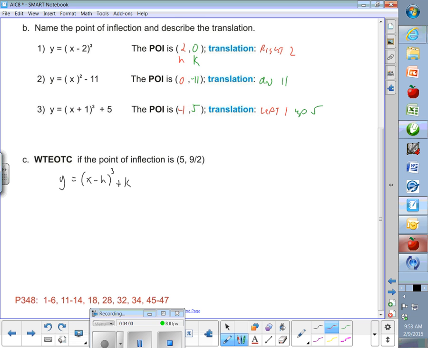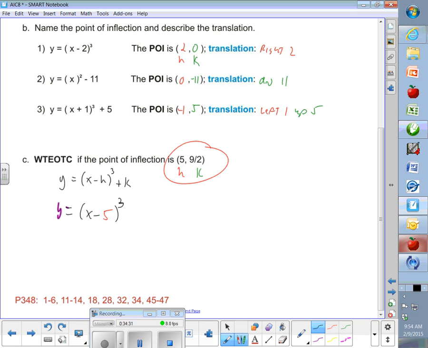So what is the 5 here in the point of inflection? The 5 corresponds to what? H. And the 9/2 is? Stick it in, man. That's it. Just put it in. X minus 5 quantity squared. Don't forget your square up. Cubed. Whoops. Cubic, right? Hey, by the way, how would I know this was a cube if they didn't tell me?